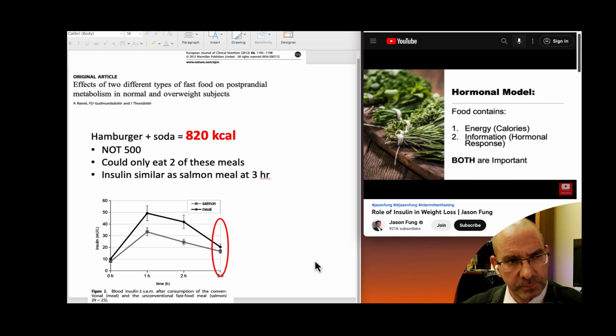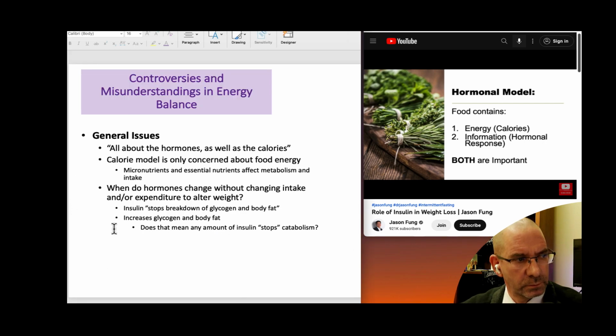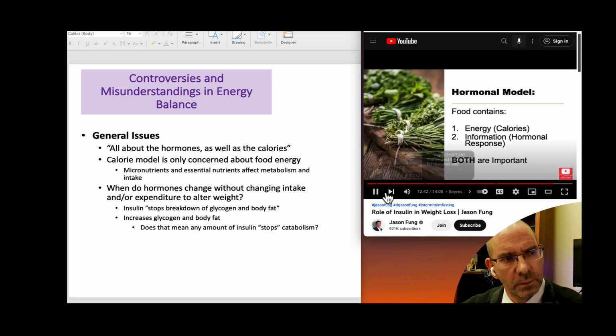So this is the hormonal model, which is that food really contains two very important factors. One is the energy, which is the calories, but equally important is the information that is carried in the foods as to what to do with that energy. Both of those are very important. If you only eat once a day, but you eat way too much, well, that's not going to be great for weight loss. But if you eat fewer calories, but eat all the time and block your access to the body fat stores, that's also not going to work.